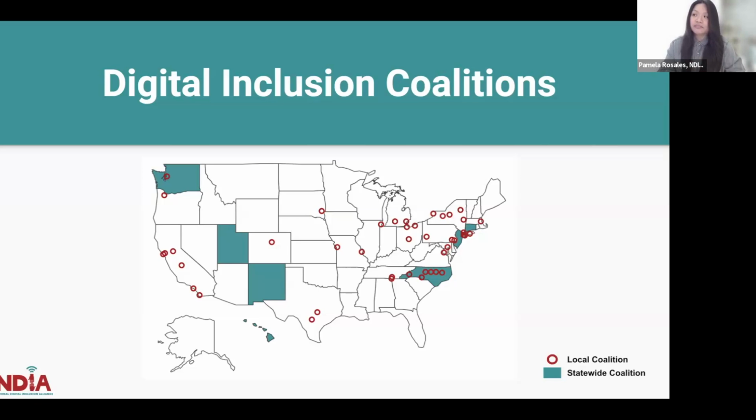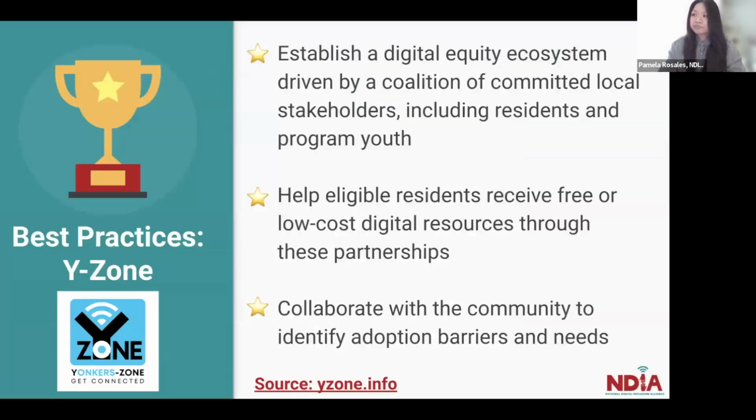And so what we're going to do with the findings is that NDIA will publish a summary on our coalitions webpage, as well as have a directory of all of the coalitions and an interactive map so that people can find you. So if you want to be on that map, go ahead and fill out that coalition survey.